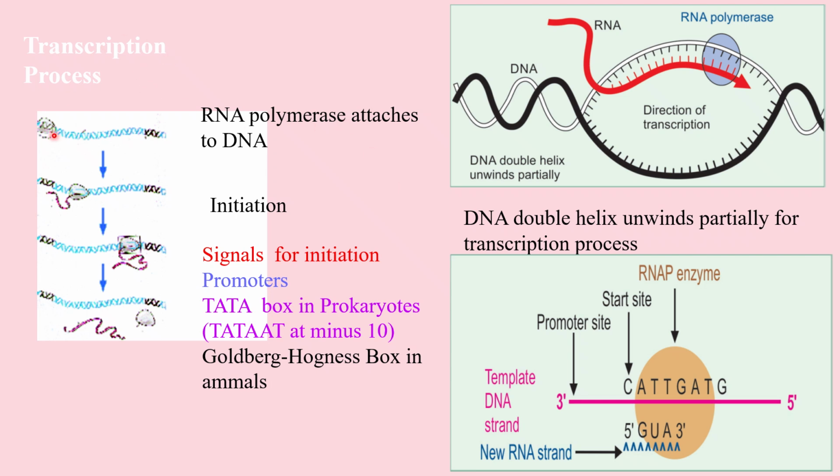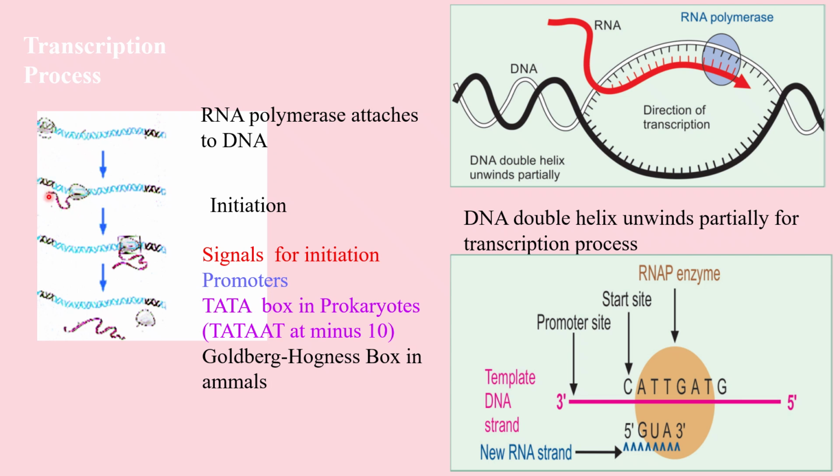Then the transcription process, this is the blueprint of transcription. First there is an attachment of RNA polymerase onto the DNA. Here there will be attachment of RNA polymerase, and then there will be initiation of transcription leading to the synthesis of RNA, and the signals for initiation are present on the promoter region. So this is the promoter region, which is 10 bases away from the actual site of transcription.